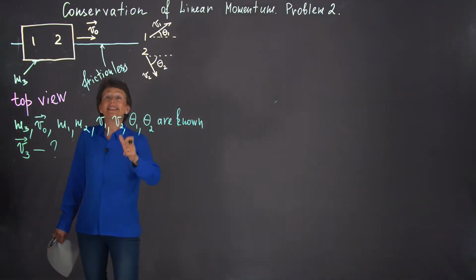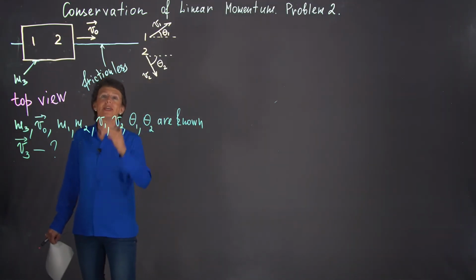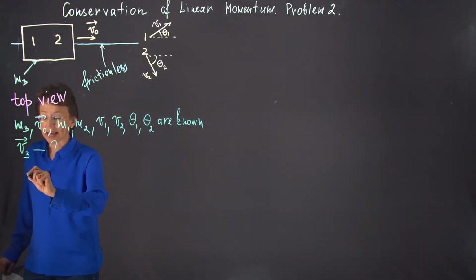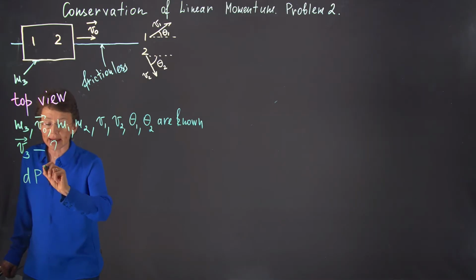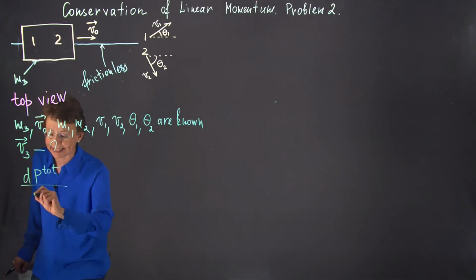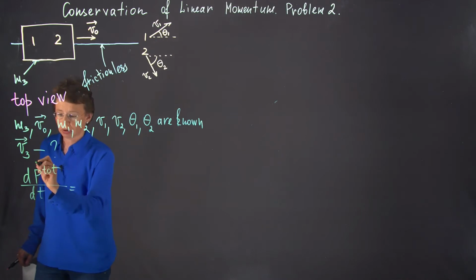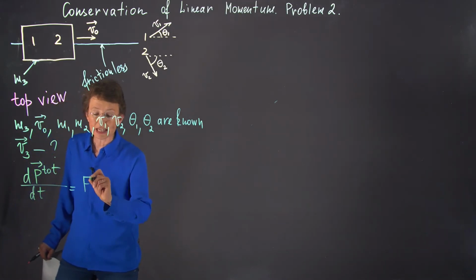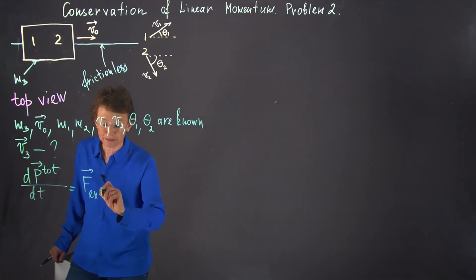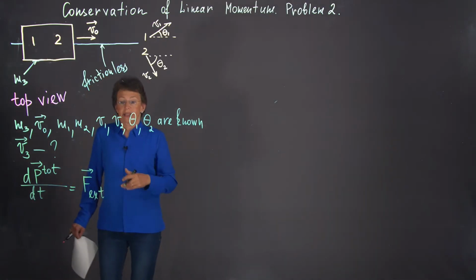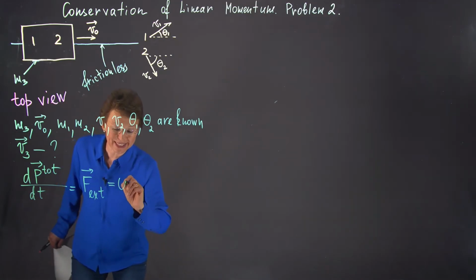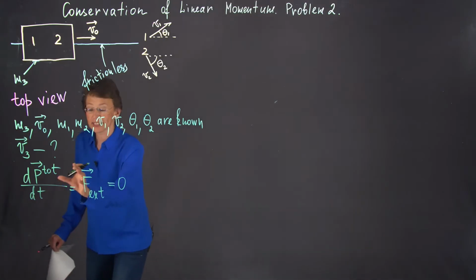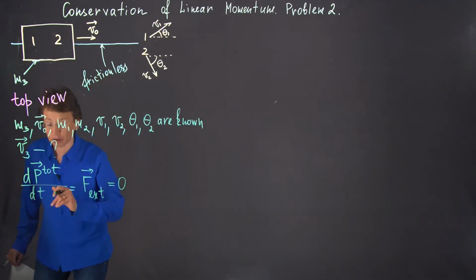So what is the external force? The external force is 0. The surface is frictionless. If I again write the law, dp total over dt, as a vector, is equal to F external. Since F external is 0, the linear momentum is conserved. I can write this vector equation in terms of components.